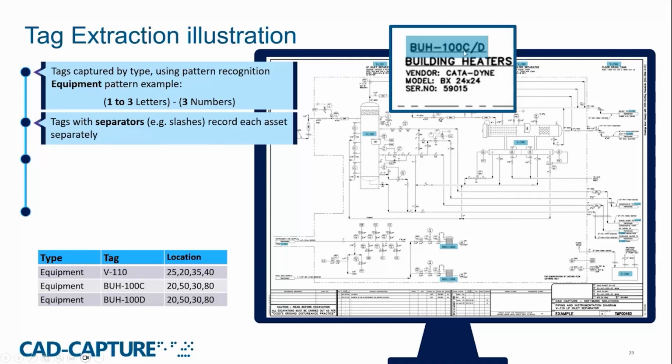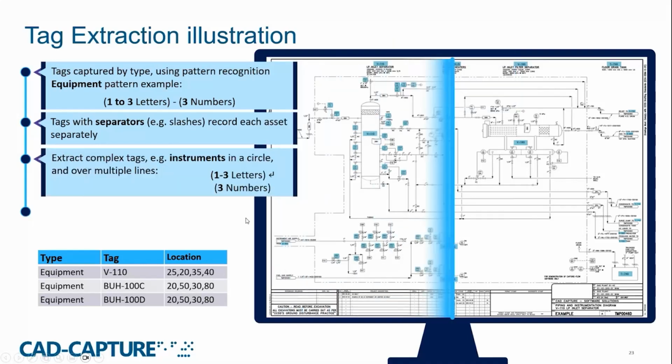We can also handle abbreviations. Here you see an abbreviation for 100C and D, but it's written once, and we've taken a line item, so you have dedicated line items for each tag rather than just the abbreviation that's used.